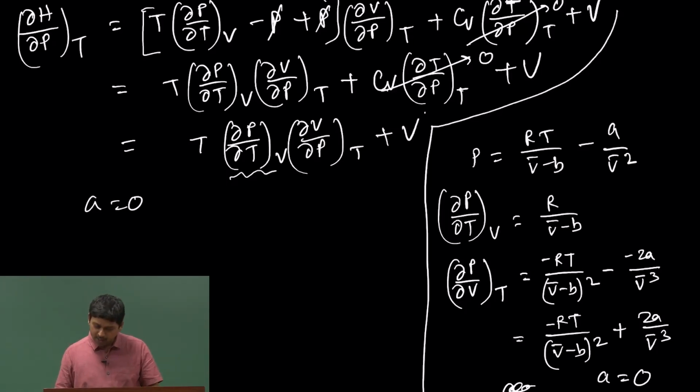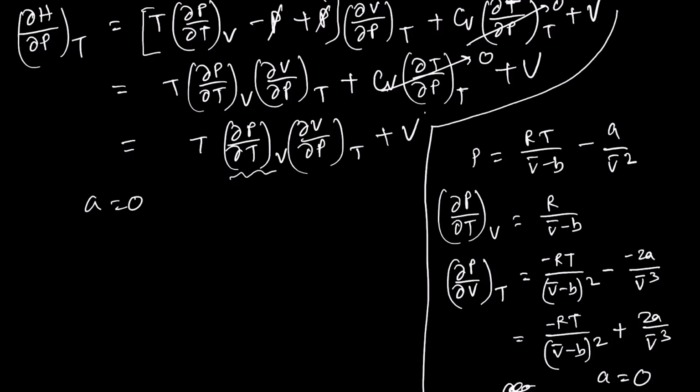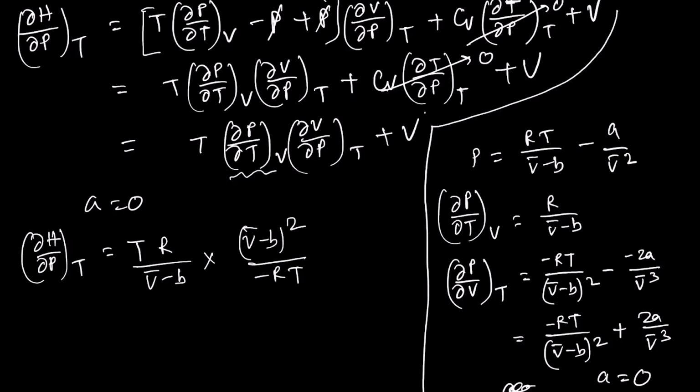Okay. So, now if you do that, our life becomes simpler and we can get this quantity. So, let us write that for the A equal to 0 case, del H by del P at constant T is T into R by V minus B multiplied by V minus B square by minus RT. You see what I did? I just took the inverse of that. I took A equal to 0, which gave me only this quantity, and since it is del P by del V at constant T, I just inverted it. Did you follow this particular part?